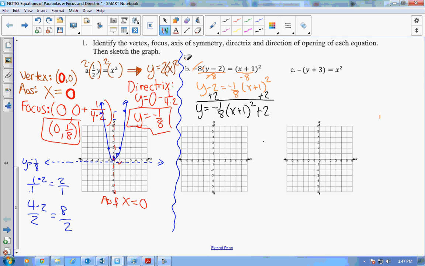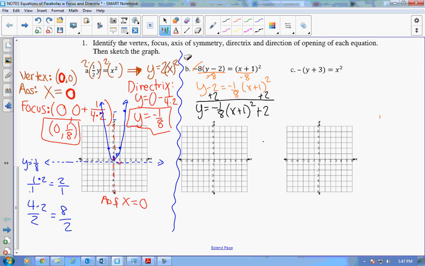With your partner, would you show me the vertex with fingers in the air? Find a partner, put your hands together, and show me the vertex. There you go. The vertex.